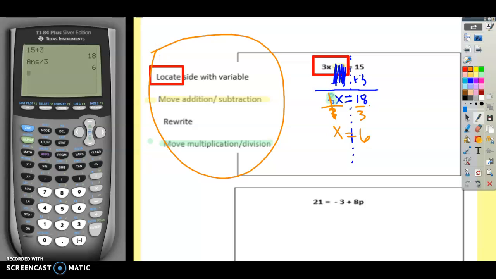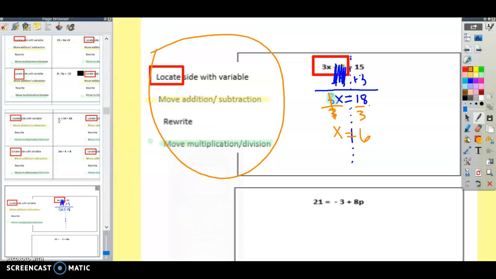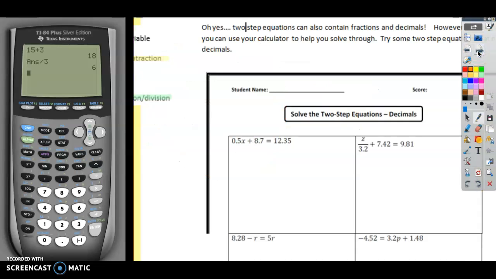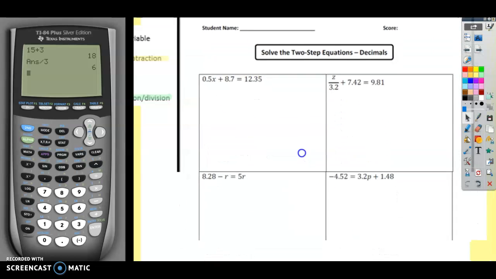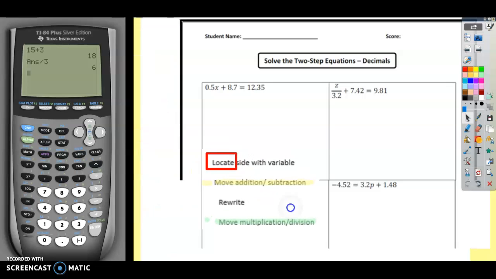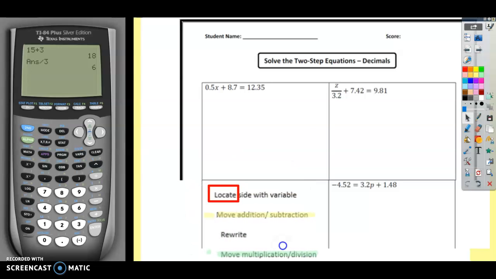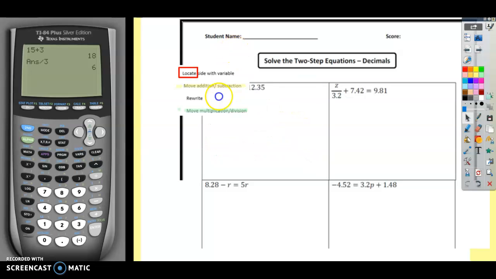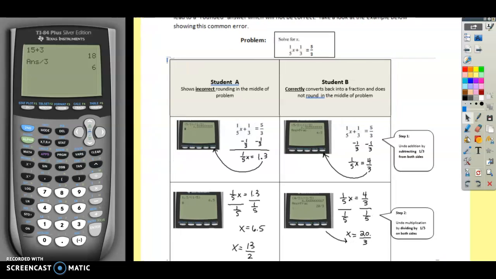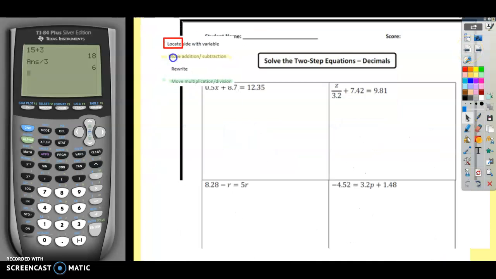So again, these steps, we're going to follow the exact same procedure and steps. The only difference is we're going to have equations that contain decimals. All right, so in page 17, you will see these 4 examples. We're going to go through them. At the top of your note sheet, it says, oh yes, we can also have decimals, people, in our equations, but we're going to work through them exactly the same, following these steps. Locate the side with the variable, move addition, subtraction, and then rewrite. So if we take a look, I'm not sure if we need this or not, but I'll try to make it a little bit smaller and move it so you can see it.